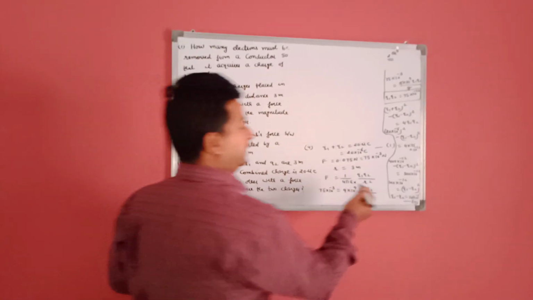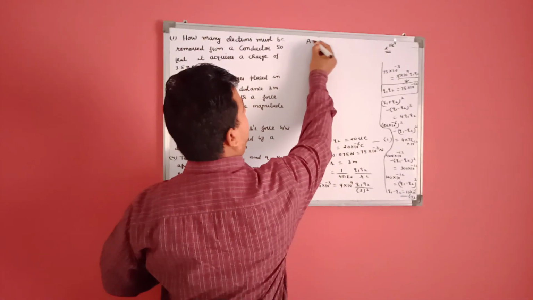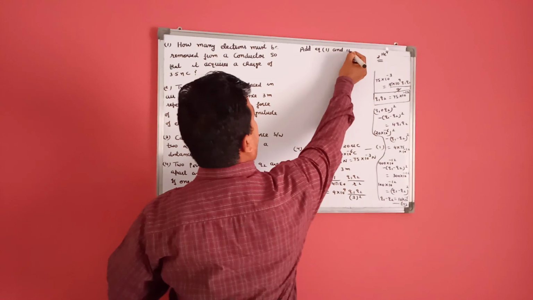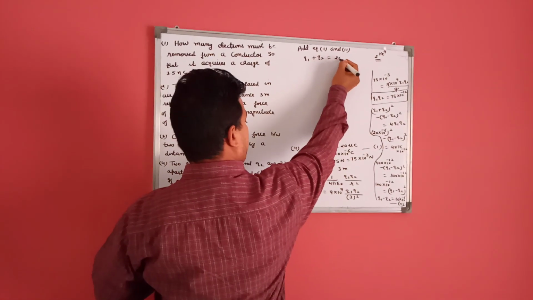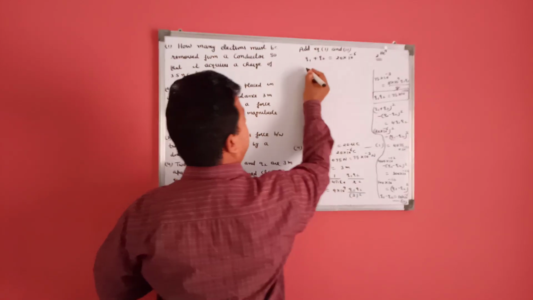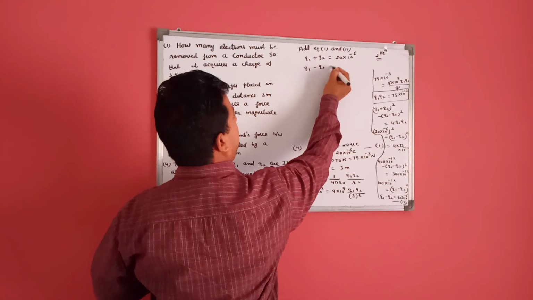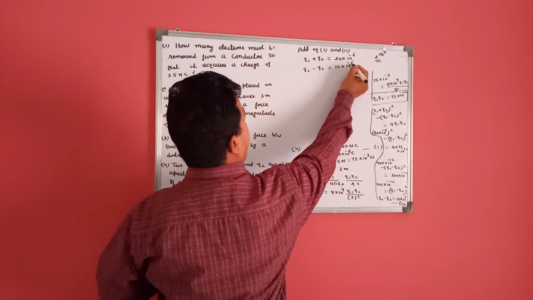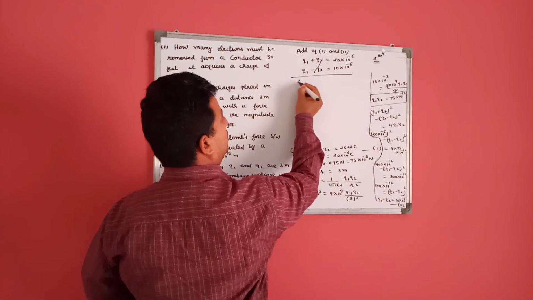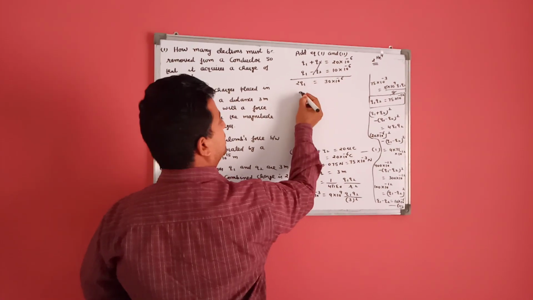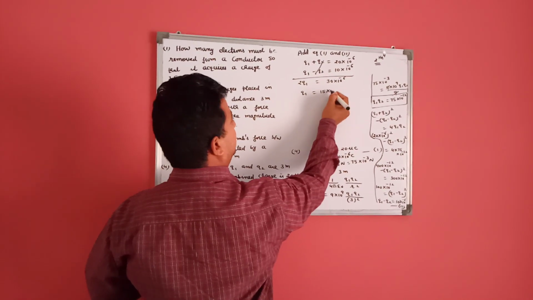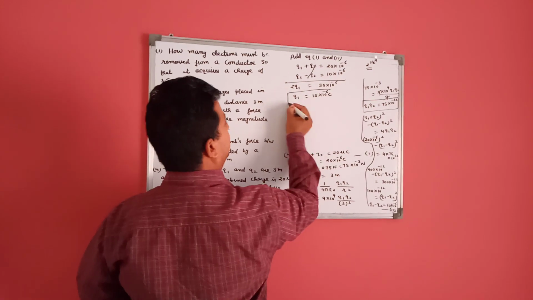For finding the value of Q1, add equation number 1 and 2. Q1 plus Q2 is 20 into 10 the power minus 6 and Q1 minus Q2 is 10 into 10 the power minus 6. Q2 cancels out. Twice of Q1 is 30 into 10 the power minus 6. Q1 is 15 into 10 the power minus 6 coulomb.